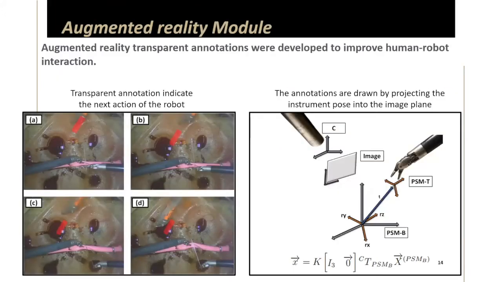We also developed a simple augmented reality module based on OpenCV drawing capabilities. The goal of this module was to improve human-robot collaboration. This was a red transparent annotation that showed where the autonomous suction system was going to go, so that the user could plan ahead their actions.